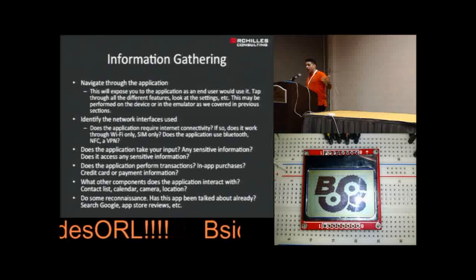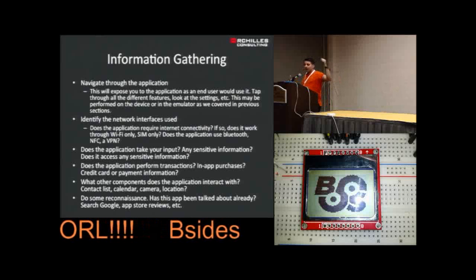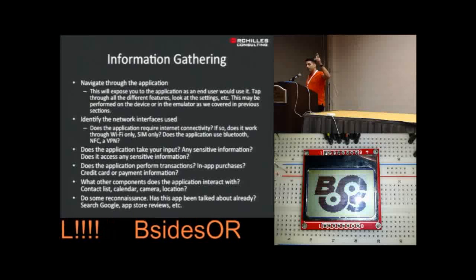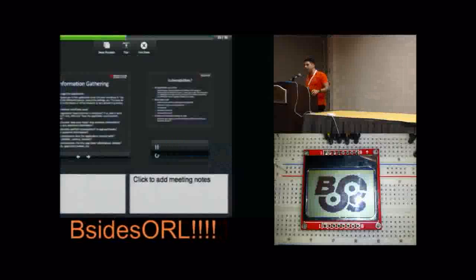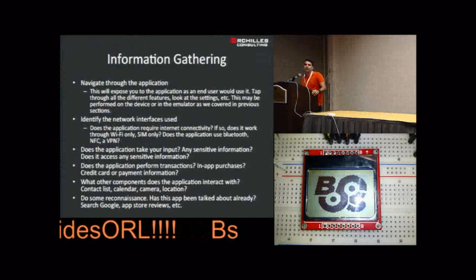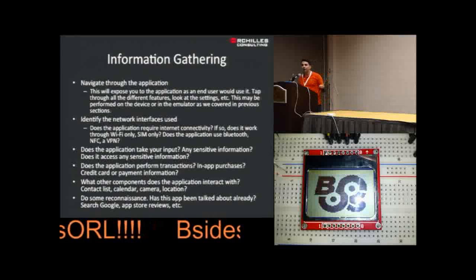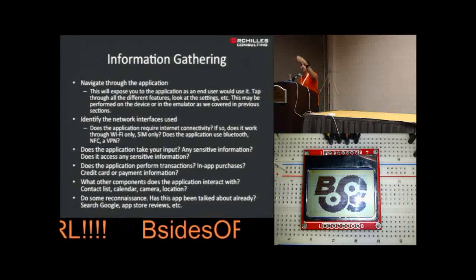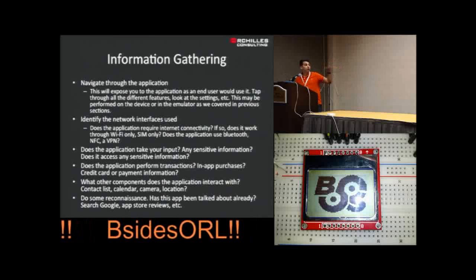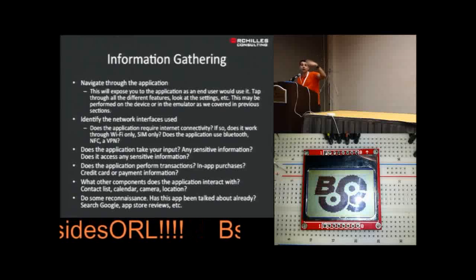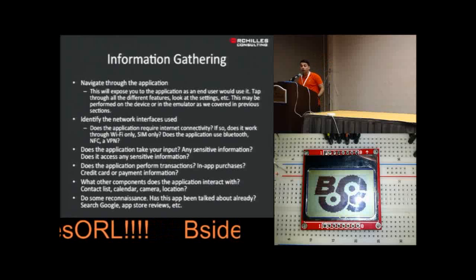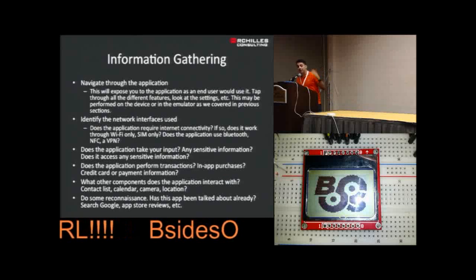What other components are used? Does it interact with your contact list, with calendars, with camera, with location, etc.? And you can even do some outside recon, see if anyone has tested this app before. Like I said, this is a very new thing. Enterprises are looking at it because the phone, as you saw, is actually pretty secure. So they're using it as BYOD or even as deployments to not deploy BlackBerry anymore. So this is going to grow, but not that many people are doing it.